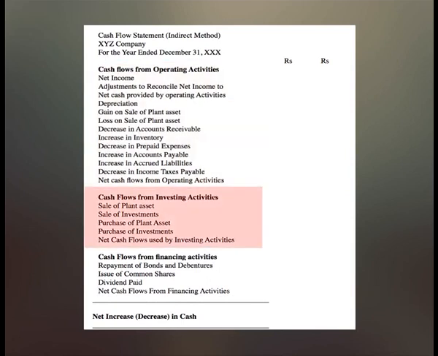Next is cash flows from investing activities, which includes sale of plant assets, sale of investments, purchase of plant assets, purchase of investments.